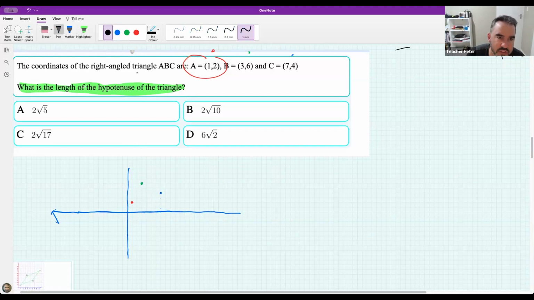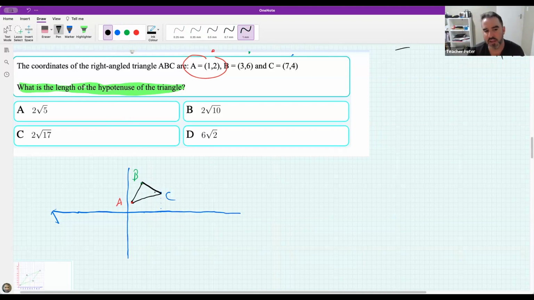So if I look at this now, do we have any idea? It says it is a right angle triangle, though I'm not 100% certain it is. Which one looks like the longest side to you? Because in a triangle, the biggest side is always opposite the biggest angle. So which one do you think we should find?